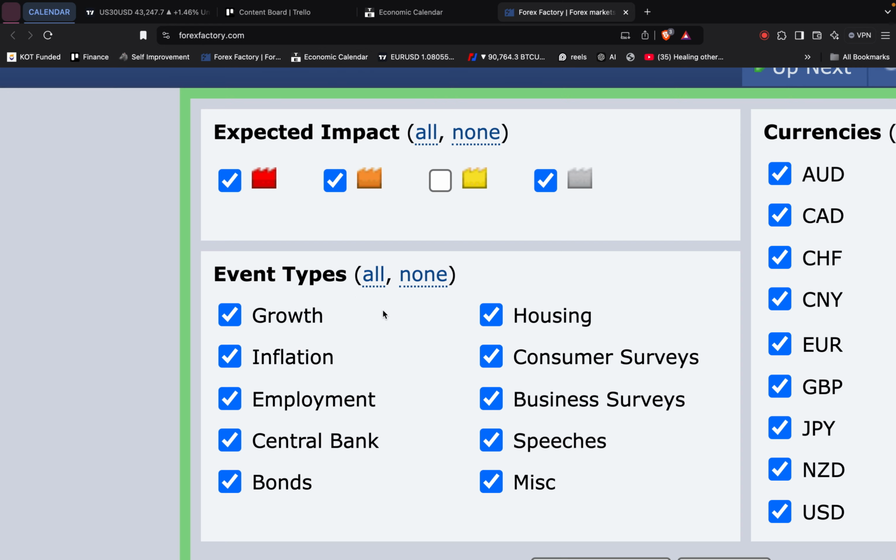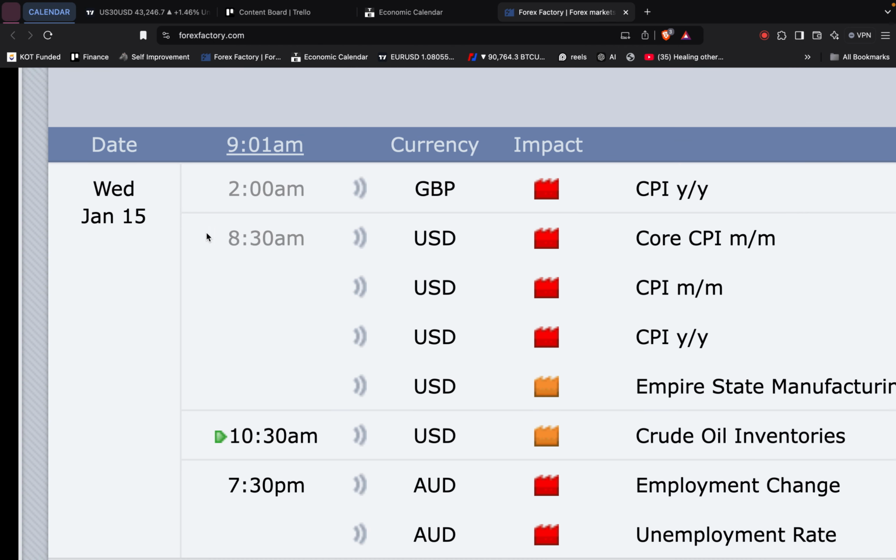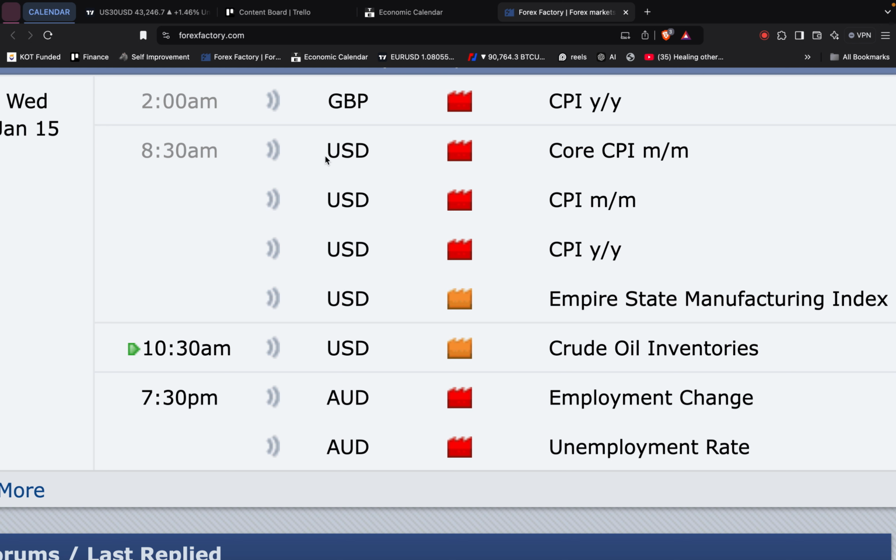Once you filter that, it's going to reveal to you the whole week. Currently, we're focused on today, which is Wednesday, and it's the US dollar news. So we have 2 a.m., we had GBP news, the Great British Pound in the UK. We had US dollar 8:30 a.m., and 10:30 a.m. US dollar news. That's medium impactful news. 7:30 p.m. is Australia US dollar. So right now, we know all the pairs that are coming out for today, all the news that's volatile for each currency around the world.